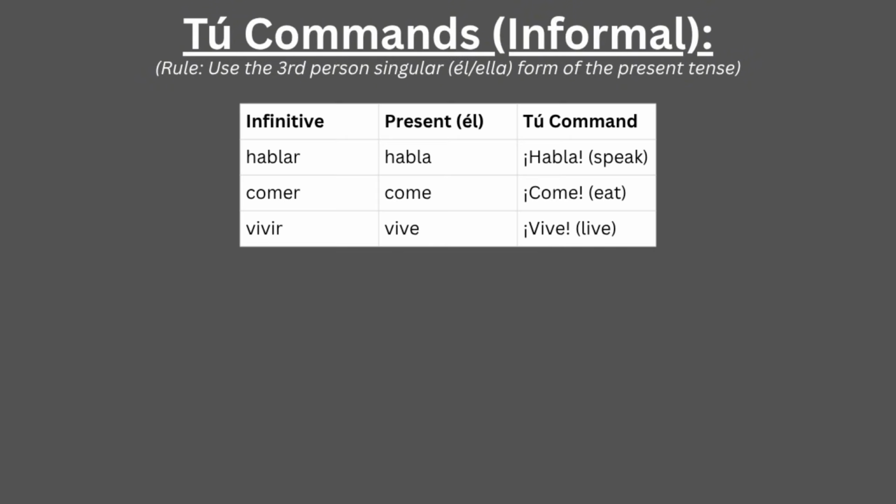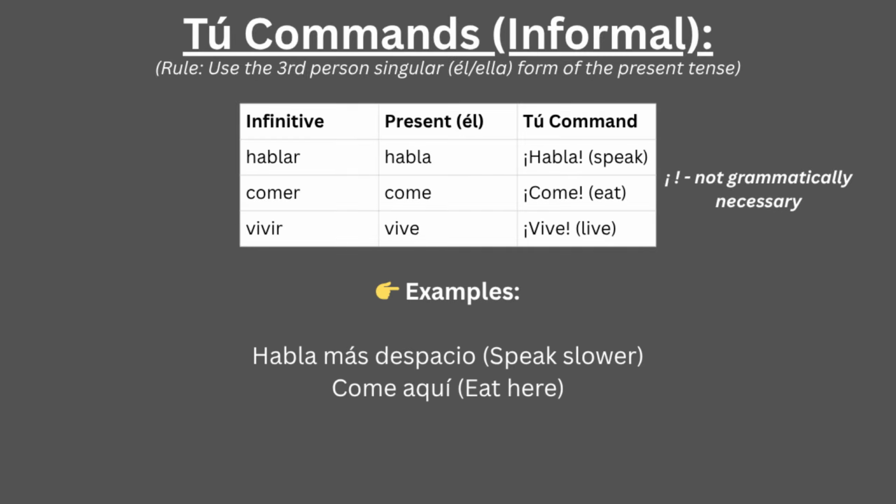Let's begin with the pronoun tú and regular verbs. Here, we use the third-person singular form of the present tense, so this formation is quite simple, as we can see with hablar, comer, and vivir. The imperative uses the present indicative of él and ella and has an exclamation mark for emphasis, but it is not grammatically necessary. Habla, come, vive. Examples can be: habla más despacio, come aquí.